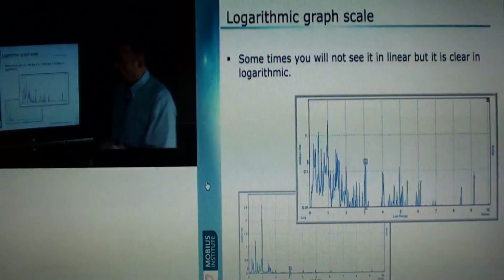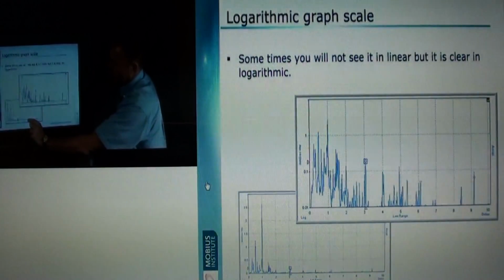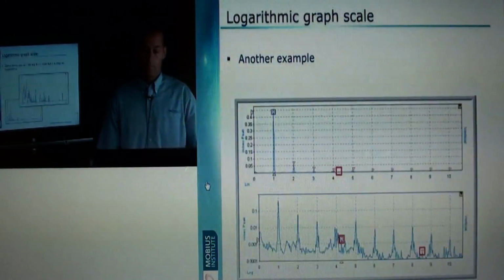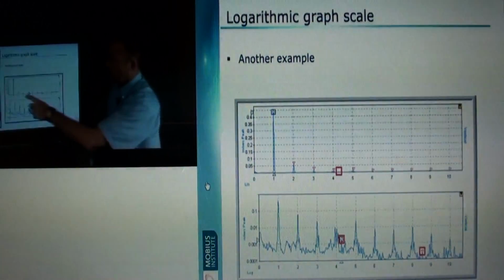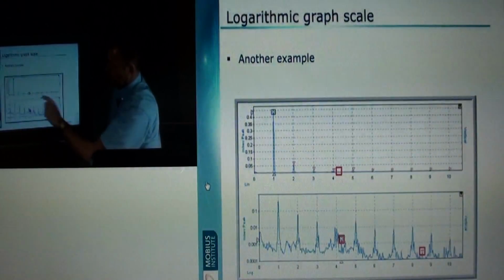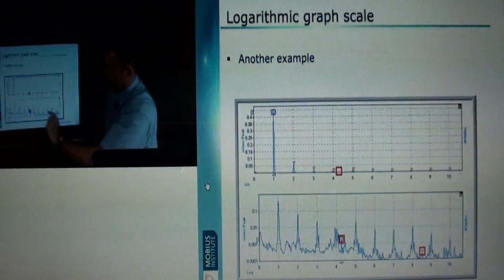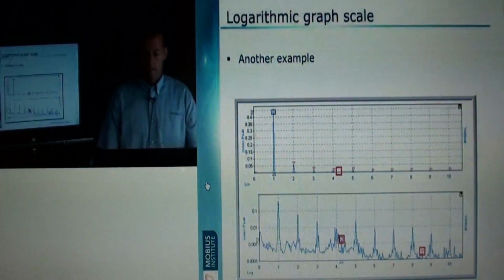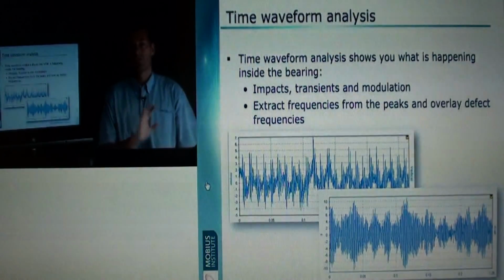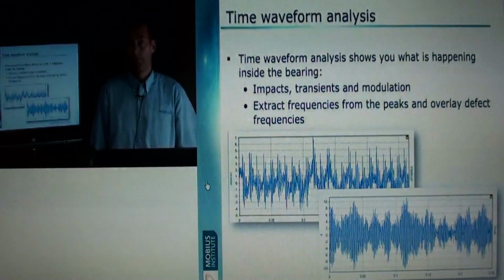So here we've got an example again, linear scale. Very hard to see those peaks, but in the log scale I can see them quite clearly, and that's a bearing fault. Again, in the linear scale, I can see this series of peaks, but I can't see anything else. In the log scale, I can see that there are peaks there which relate to a bearing fault, and perhaps other things there as well. So, take full advantage of spectrum analysis by using the log scale.